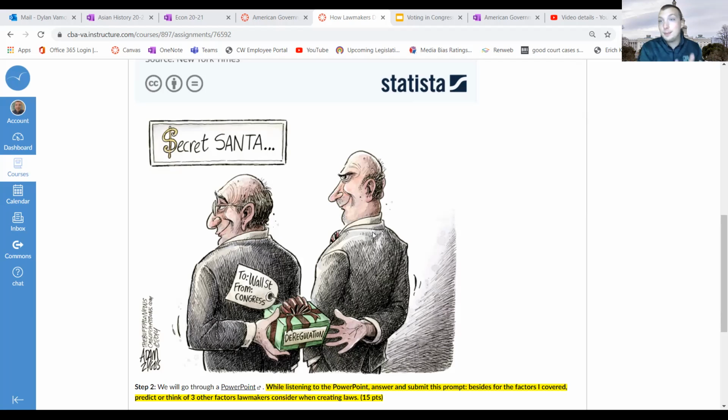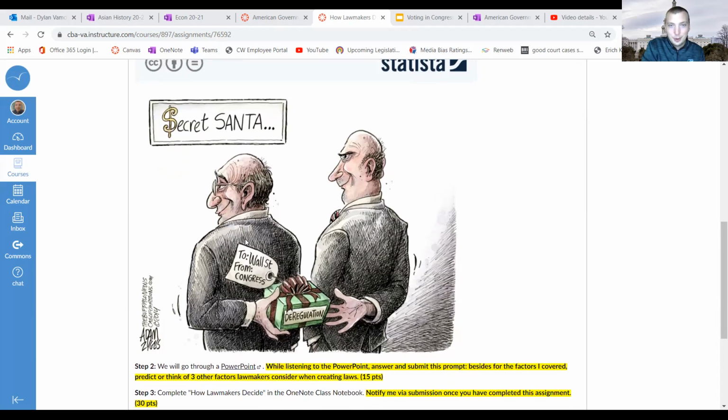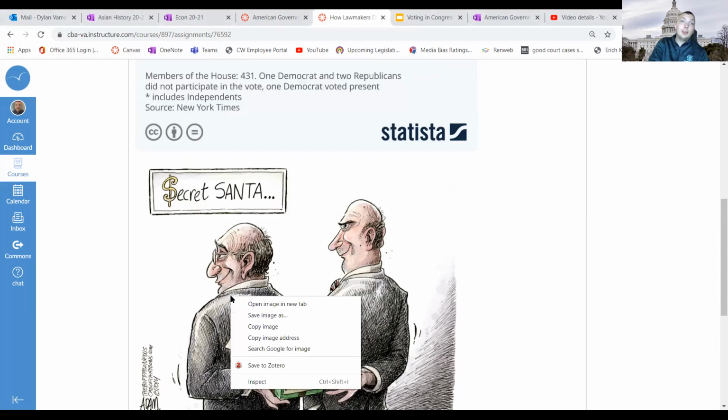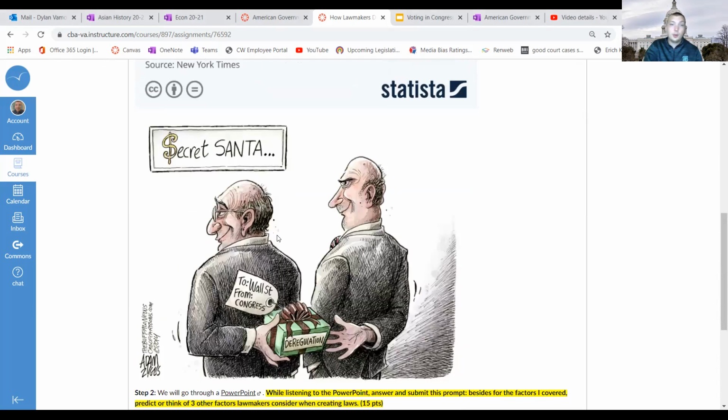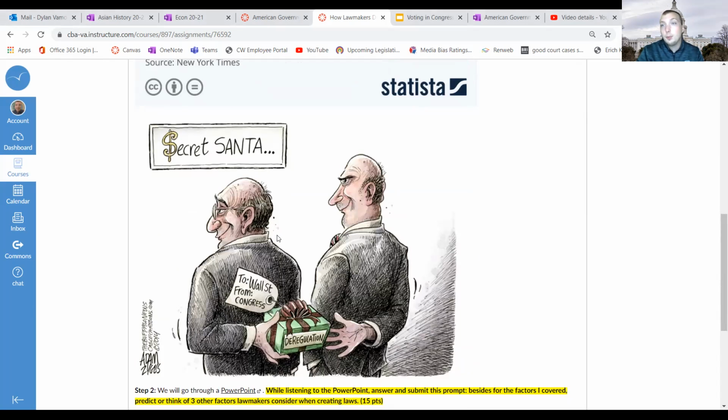We also have to think about big businesses as well, right? So we have Secret Santa here. And this is kind of an interesting view of politics in itself, but we have Wall Street and all the big businesses that exist there, and from Congress, it's deregulation, which means getting rid of government intervention. So to Wall Street from Congress, Congress is gifting something to Wall Street in the form of deregulation, which basically makes it easier for businesses to operate how they want to without many restraints from the law. So not only is Congress thinking about their own political party, but they're also thinking about big businesses too, and people who exert a lot of financial influence or money.